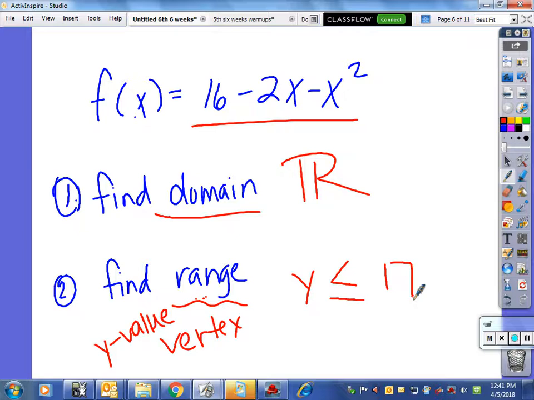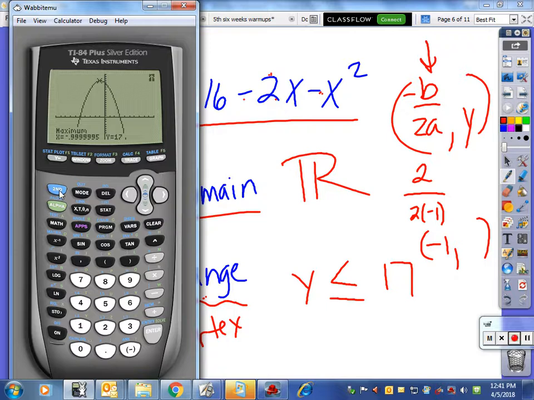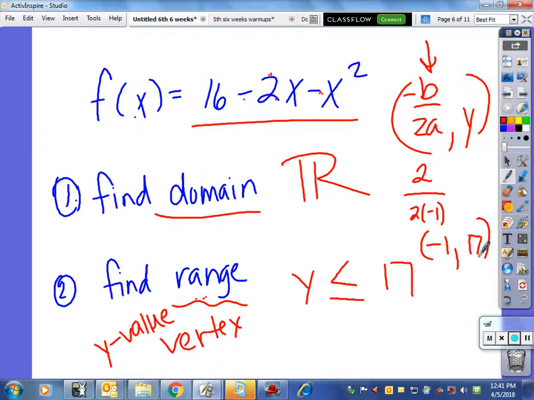Okay, the other way that I taught you, the main way I liked it, was half brain, half calculator for finding vertex, where we did the opposite of b over 2a, because that gives me the absolute most accurate x value. The opposite of b here would be positive 2, over 2 times a, which is 2 times negative 1. That means my x value is exactly negative 1. Then I could find the y value that goes with it just by looking at the t-chart. Tell my t-chart to start at negative 1 and it's 17. So the whole vertex was (negative 1, 17). For range, all I needed was the 17.